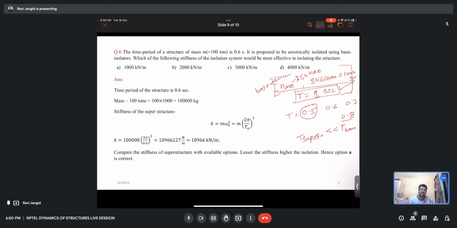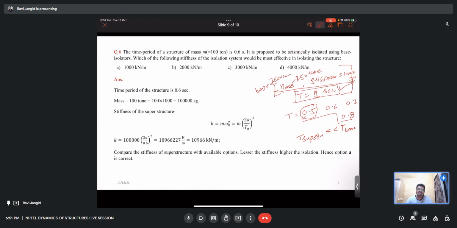For this, you first have to look at the options. These are judgment-based questions. If you calculate the time period and think about how we relate the time period of the superstructure with the base isolated structure, you will never find the answer. Your judgment should be to look at the options and see what would be the most effective, so that will be 0.5.